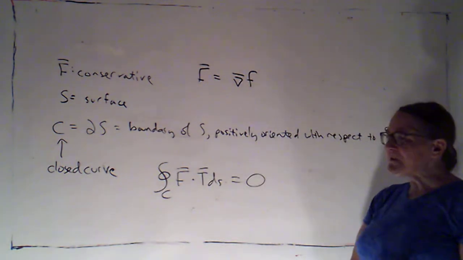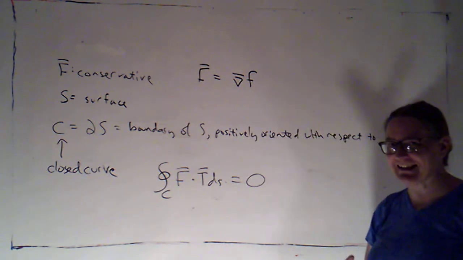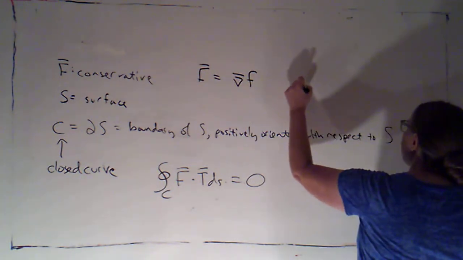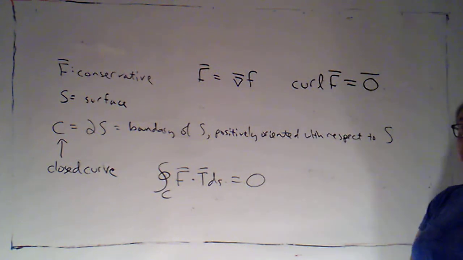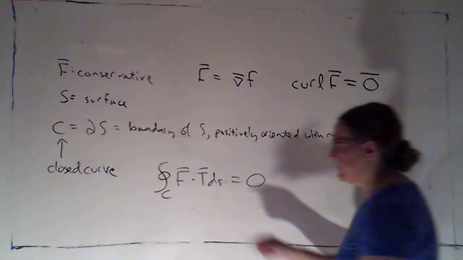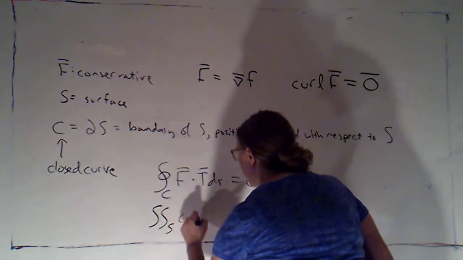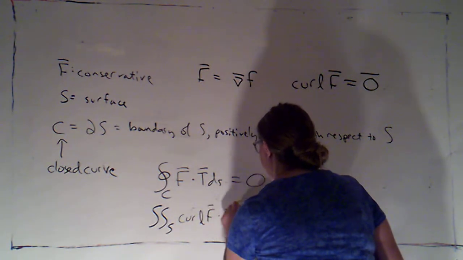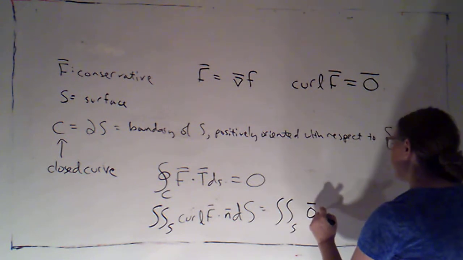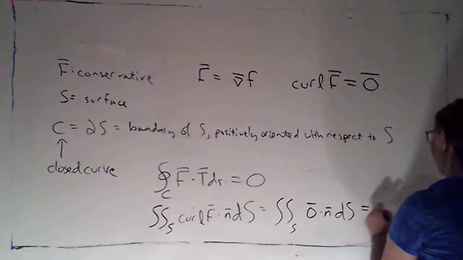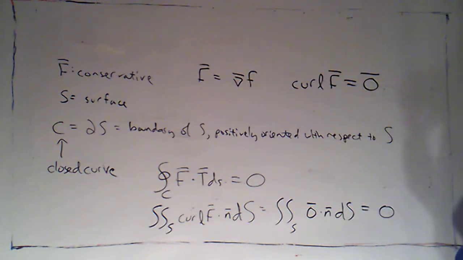Well, we also learned that if f is conservative, the test for that in 3-space is whether, on a simply connected region, the curl of f is equal to 0. Well, if it's conservative, and I apply Stokes' theorem to get the double integral over S of the curl of f dotted with n dS, that would be the double integral over S of 0 dotted with n dS, which would be 0. So the pieces do come together very, very nicely.